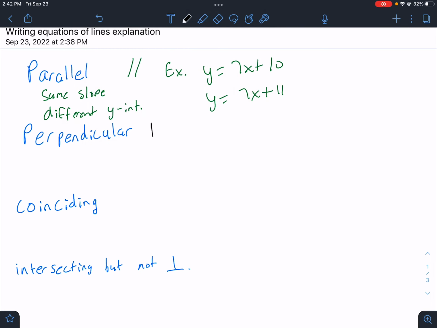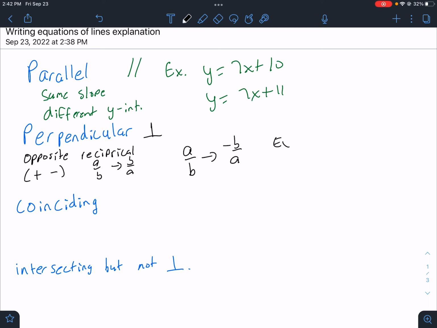Perpendicular lines, that symbol is an upside down T. And they have opposite reciprocal slopes. Opposite means the plus and negative, plus and minus. Reciprocal is when you flip the denominator and the numerator. So when you do both of those things, what happens? A fraction a over b becomes negative b over a.